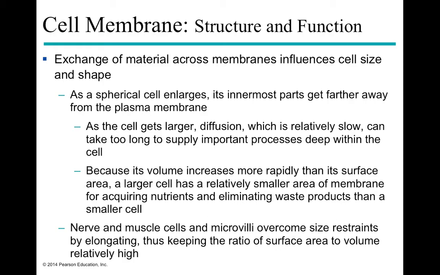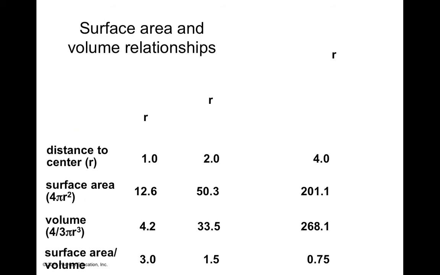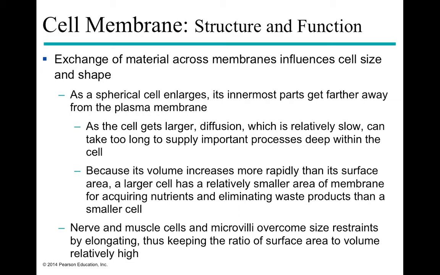The volume of the cell is going to increase more rapidly than the surface area as the cell gets larger and larger, and that's just based on basic geometry. So as the cell gets large, it's going to have a smaller surface area to volume ratio. Here, take a look. Oh, I lost my circles. My point is that as it gets larger, it's going to have a harder time feeding the inside of the cell and allowing waste to leave because of the change in the surface area to volume ratio.